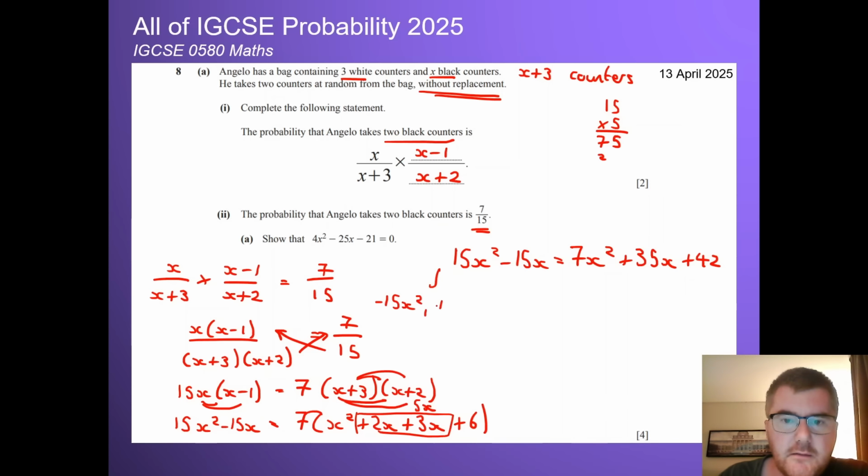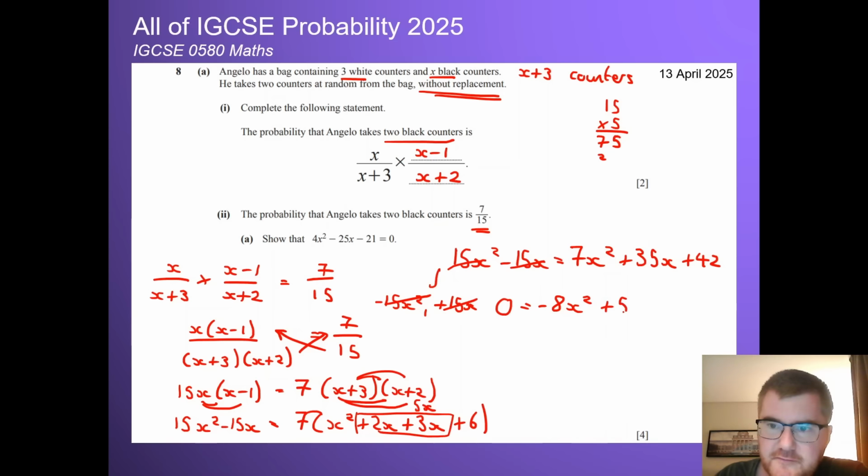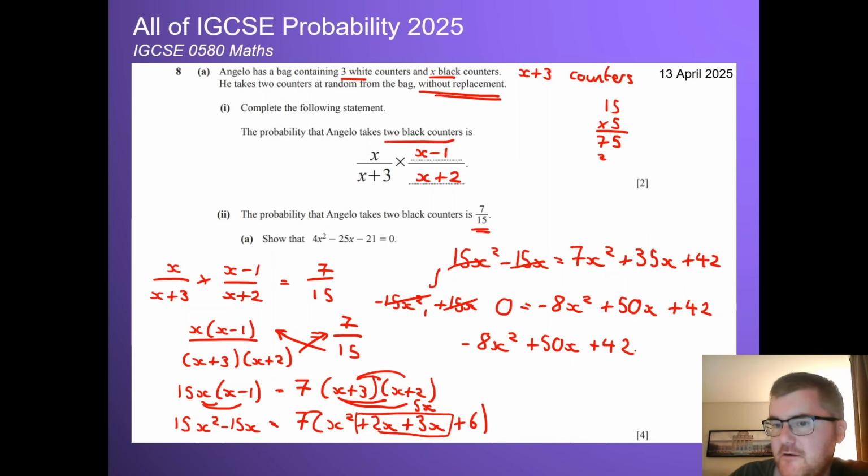So again, we do the same process as before. 15x squared plus 15x. So these disappear. So we get 0 equals, okay, so 7x squared minus 15x squared, that's minus 8x squared. Plus 15x, that's plus 50x, and then plus 42. Okay, I'm going to swap this over. So minus 8x squared plus 50x plus 42 is 0.